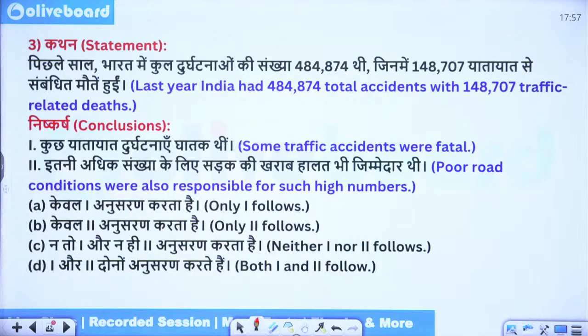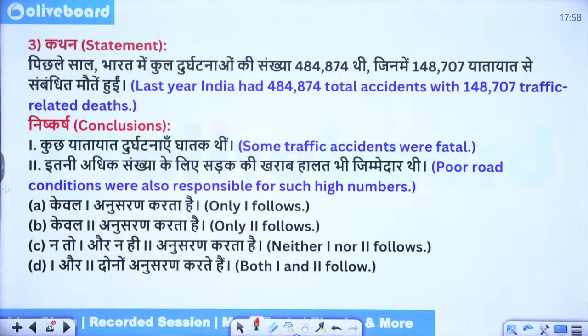Easy. Okay, very good. Last year, India had 4,84,874 total accidents with 1,48,707 traffic related deaths. Okay, what are the conclusions? What can you draw from this?